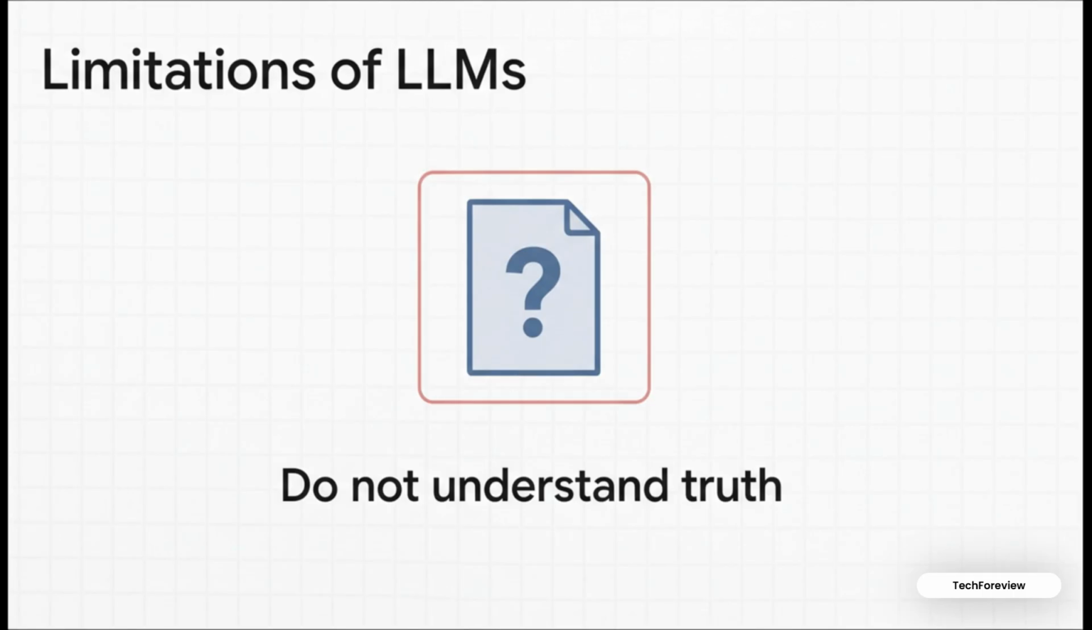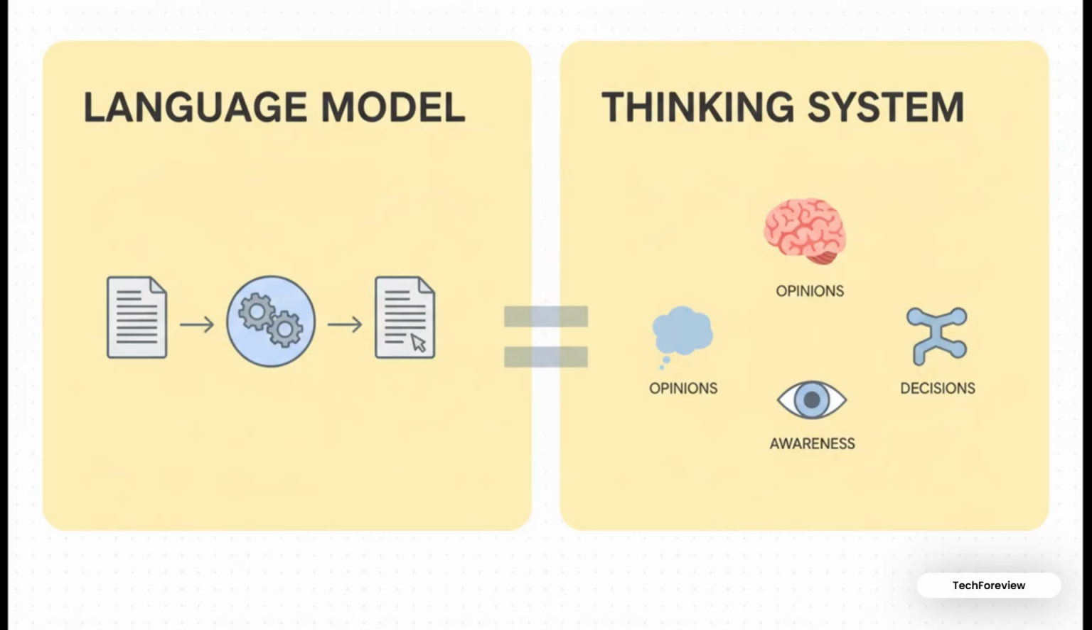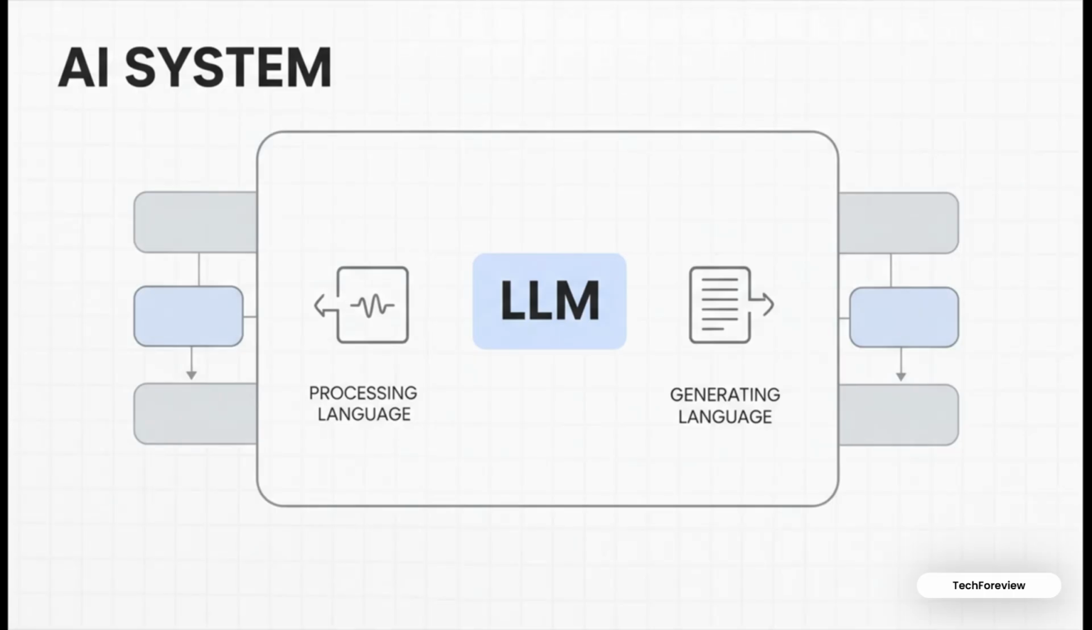Because its answers are all based on patterns, not real understanding, it can't reason about consequences, and it has no idea when it's wrong. That's why it's so helpful to think of an LLM as a language model and not a thinking system. It doesn't have opinions, it doesn't have self-awareness, it's not making conscious choices. Really, it's a powerful tool, but a tool with a single purpose. You can think of it like an engine that's really good at processing and generating language, and that engine is just one part of the larger AI system.